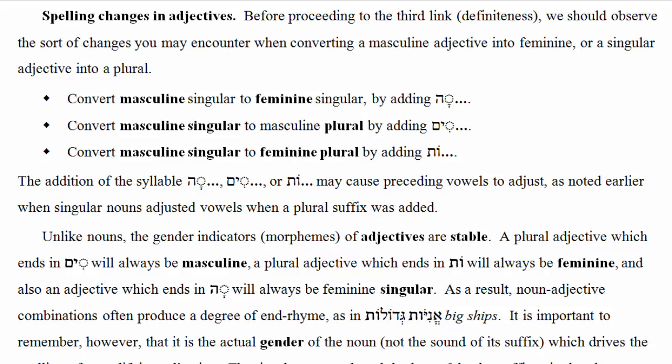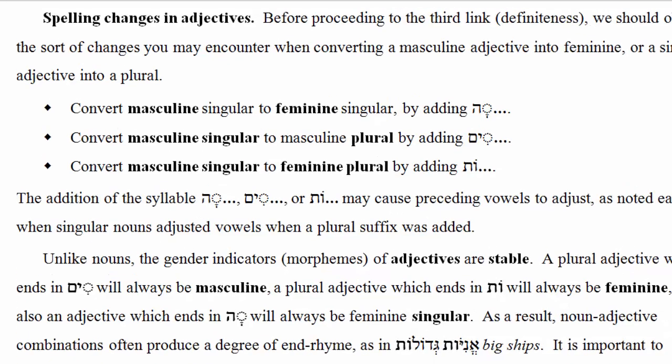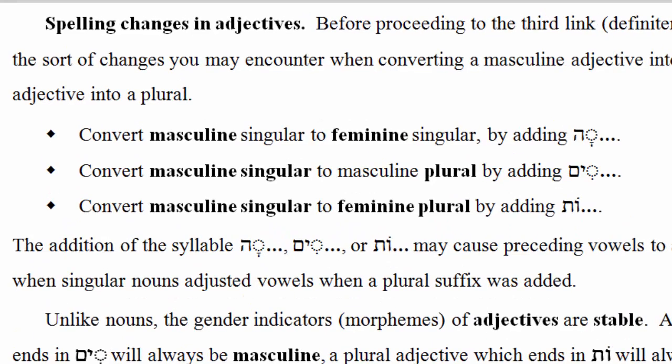Notice then the spelling changes that take place in adjectives, and these are very consistent, very dependable. Changes that take place when we move from a masculine singular to a feminine singular. We'll be adding a kametz he, as we heard in tov to tova. Or if we were to employ the adjective large or big, gadol, it would be a shift from gadol to gadolah.